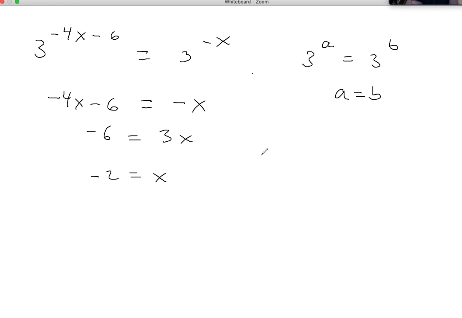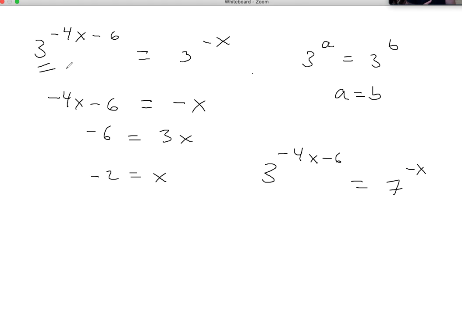When that doesn't work is when we get a little further into the section, when we have 3 to the negative 4x minus 6 equals 7 to the negative x. That's a whole different problem because now the bases aren't the same, so we can't set those equal. That's the next version of solving.